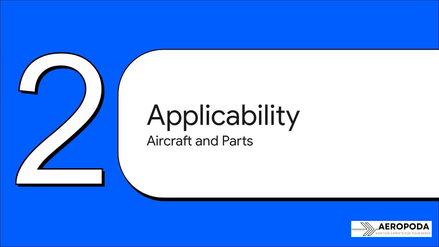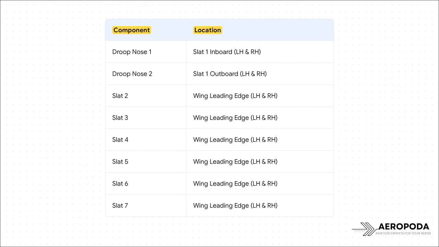Okay, so let's get into applicability. Who does this actually affect? We need to identify these specific aircraft and the specific parts covered by this directive. The directive is laser-focused on the wing's leading-edge devices. As you can see, we're talking about droop noses 1 and 2, which are the inboard and outboard sections of Slat 1. And from there, it's every slat, from 2 all the way out to 7. This covers both the left and right wings, so it's a huge chunk of that leading-edge structure.